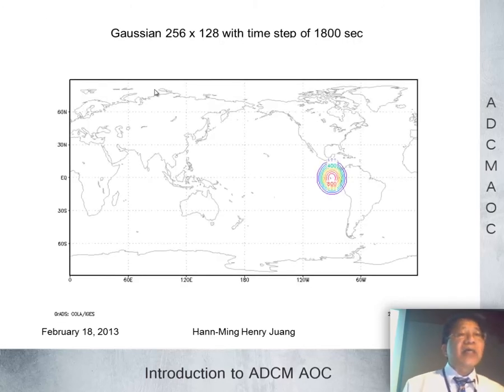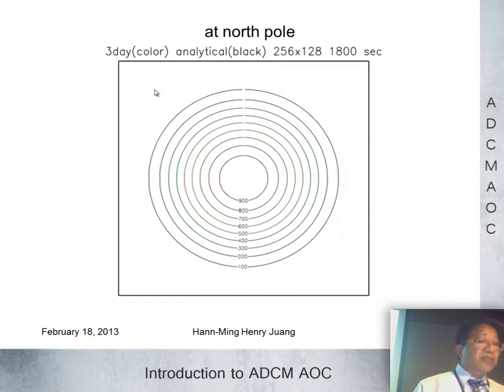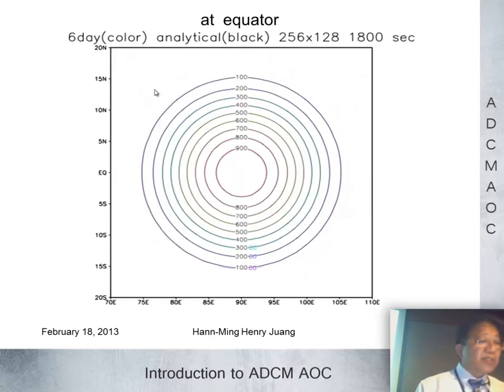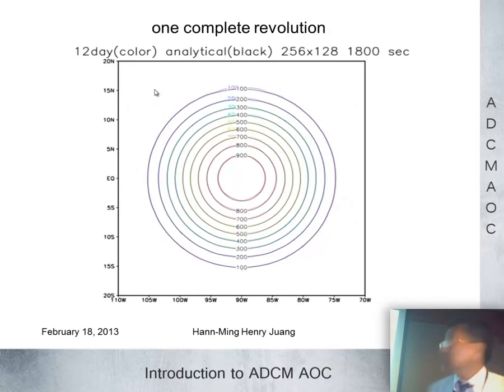This is supposed to be a movie, but it's okay. It's supposed to go up. And this is supposed to go through the pole. I can show you the final result, and this is at the North Pole. This is 3 days later. The black one is the analytic solution, and the color one is the model result. It's actually pretty good. And this is 6 days later at the equator, and this is 9 days later at the South Pole, and this is back. So there is still something not quite well here, but if we calculate the result, it's very similar.